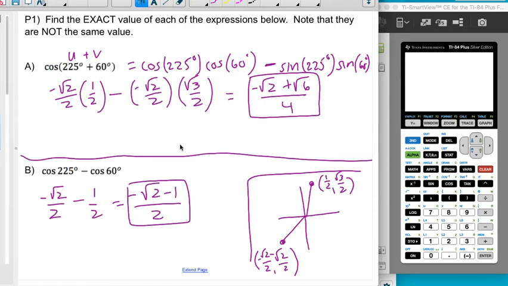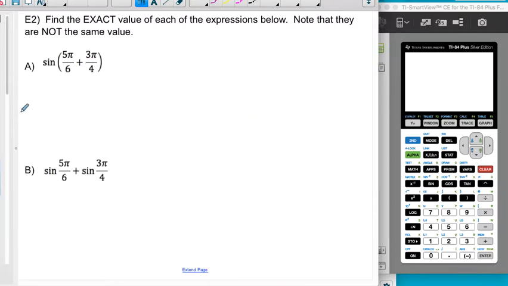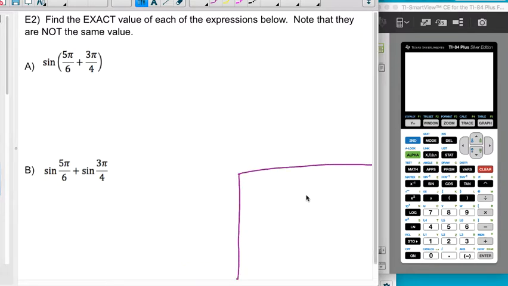All right, so let's try it with some radians, right? Same concept, we just need to do it in radians instead. So if I were looking at this unit circle, 5 pi over 6 is right here, and 3 pi over 4 is right here. They are not conveniently super close to each other, which makes it a little harder to write. So 3 pi over 4 is at negative root 2 over 2, comma root 2 over 2, and 5 pi over 6 is at negative root 3 over 2, comma 1/2.